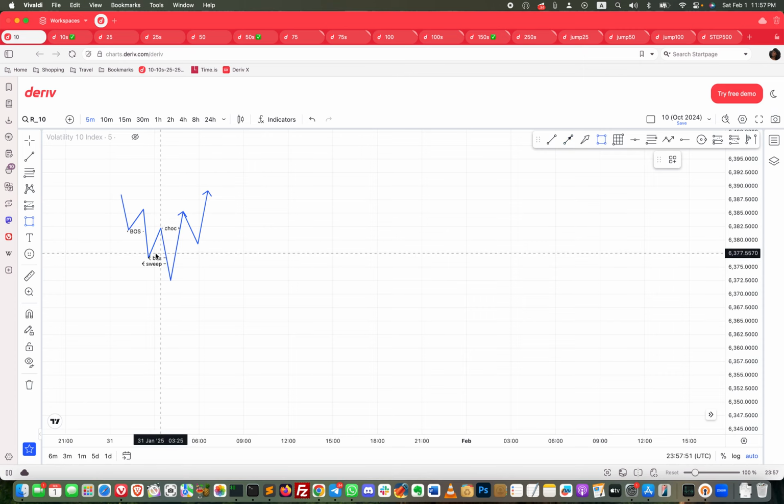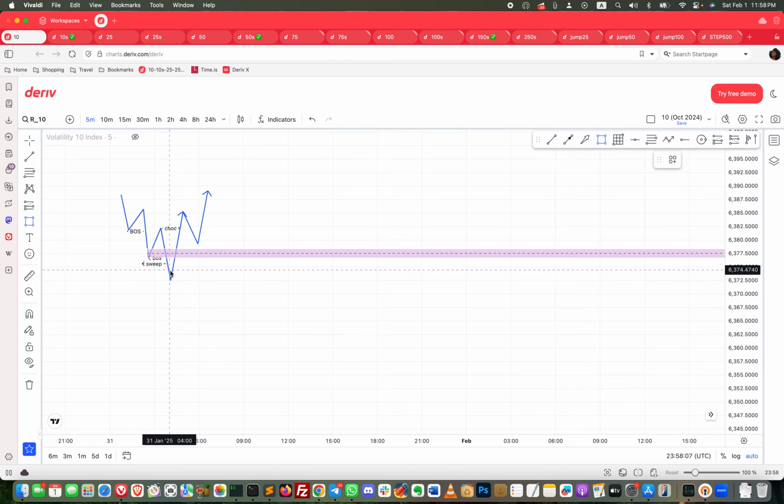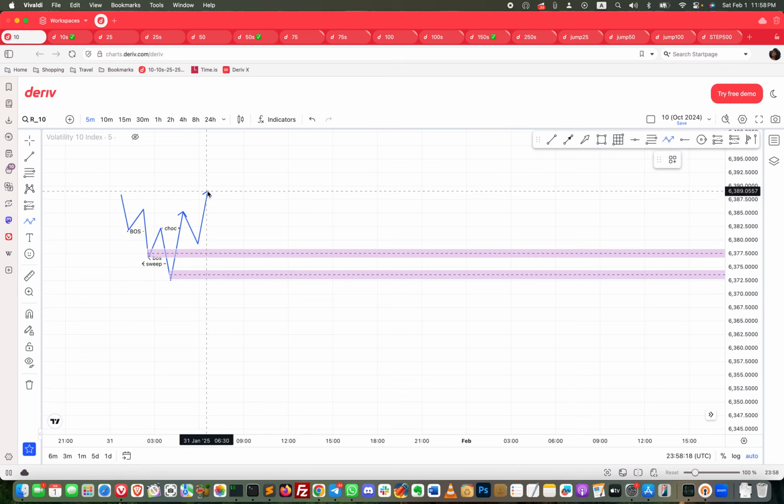For me, I look at two things. I look at the breaker block that caused the breaker block here, and I also look at the demand, the order block or the demand. So the market is coming down. Normally they used to say pick the POI that is closer to liquidity.